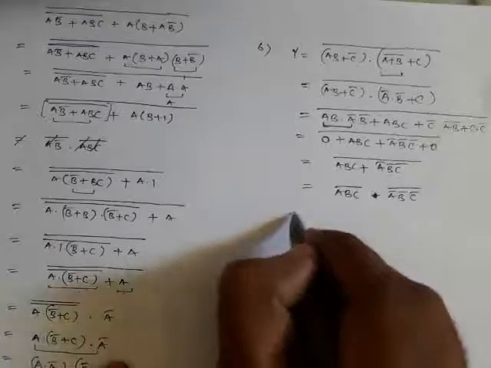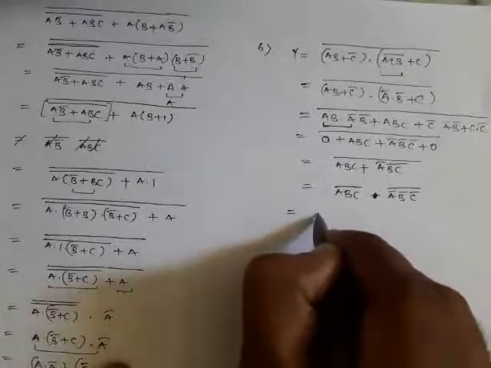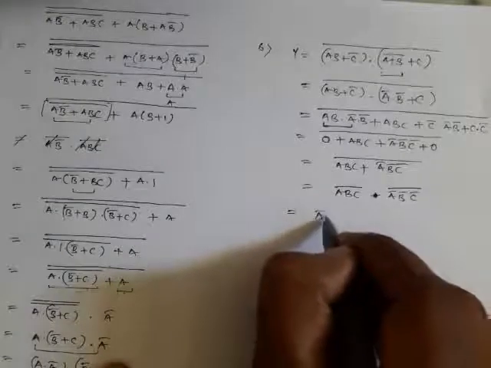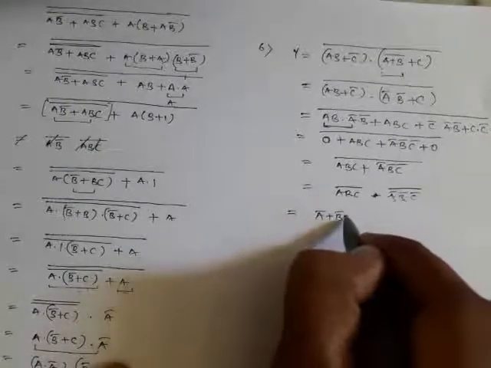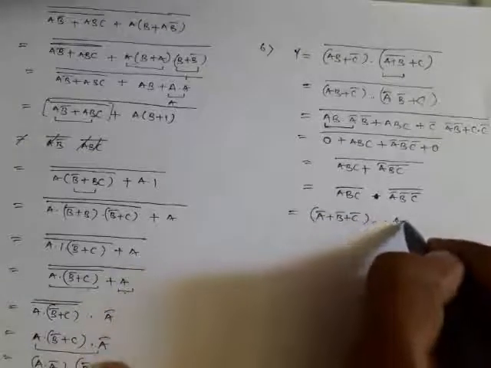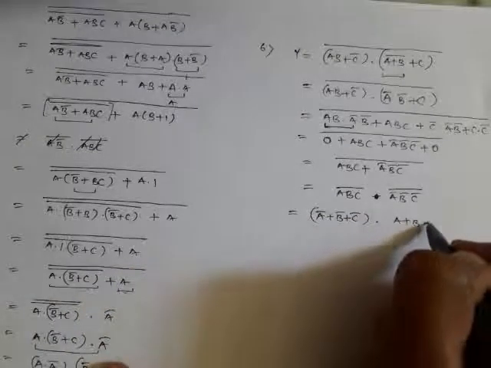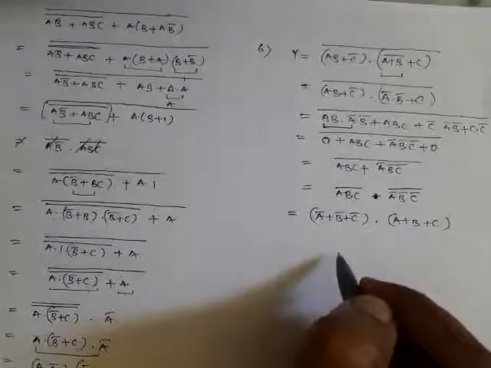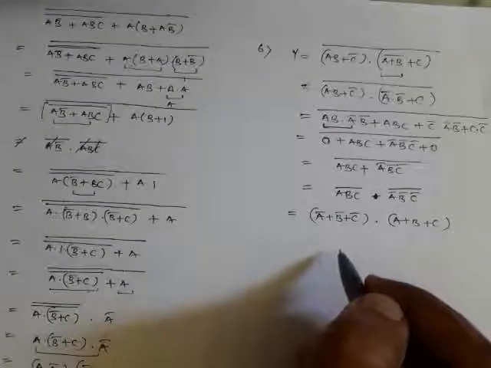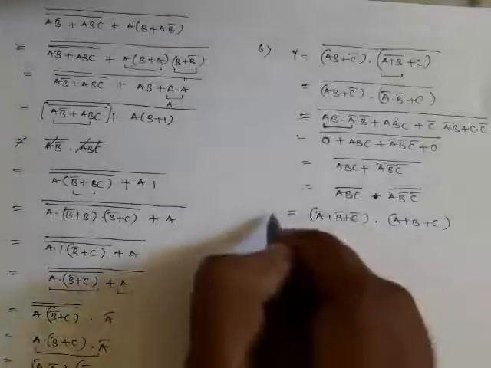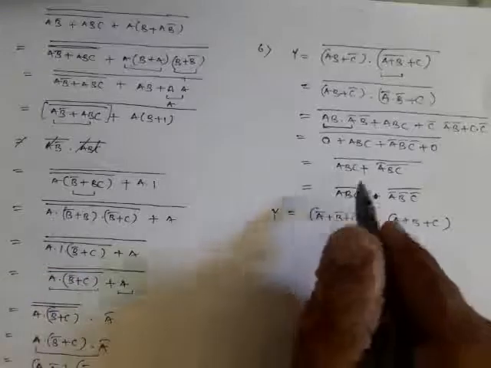And this you can see is equal to, again applying De Morgan's, then it becomes a bar plus b bar plus c bar and a plus b plus c. This is the simplified expression for the original one.